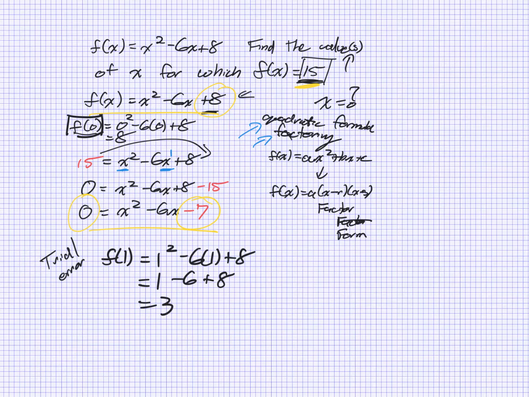And if we had plugged in the value of 1 here, we would have got a similar scenario. We would have got 1 minus 6 minus 7. It would have been a number that's not equal to 0. So we're kind of taking shots in the dark here. We can start to use some inferencing.